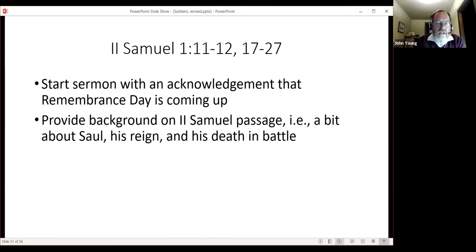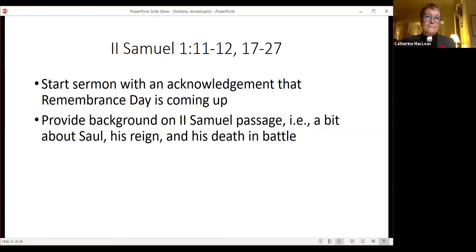If I'm preaching on this text, at some point early on, it doesn't have to be the first thing I do, I'm acknowledging that Remembrance Day is coming up. And then when I move to the passage, whether I start with that acknowledgement or get to it fairly early, I think I need to spend a bit of time talking about Saul and providing some background.